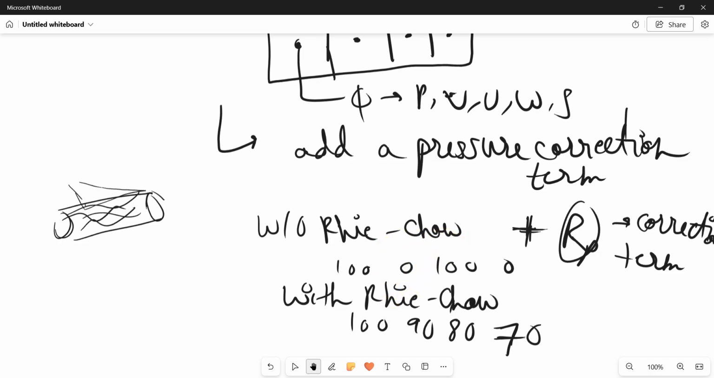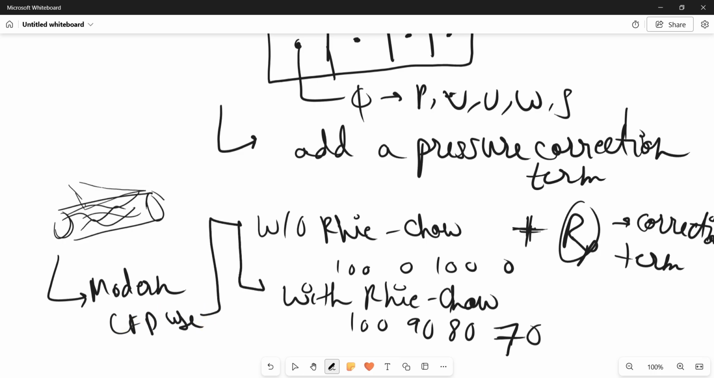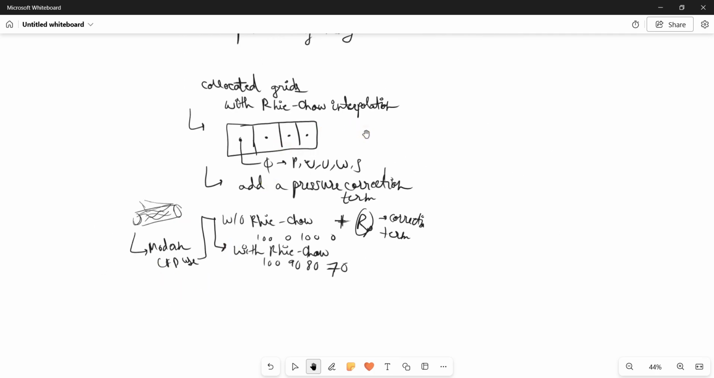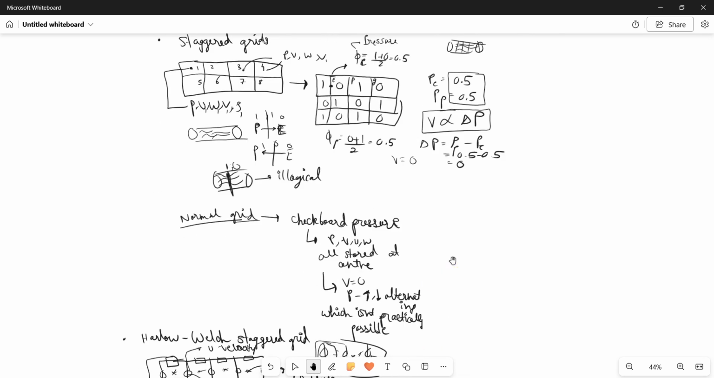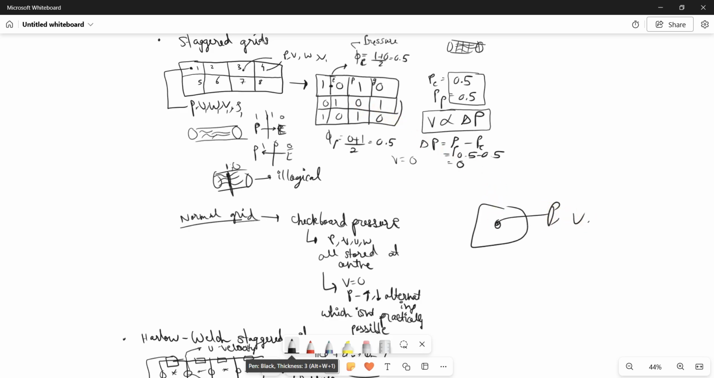So this is what modern CFDs use, that is the Rhie-Chow interpolation. So I'll just go back and explain all of them once again. You had normal grids first, where you had all parameter values stored in the cell center itself, everything that is P, V, U, W. But the problem with this was the checkerboard pressure case, where you had alternate pressures.